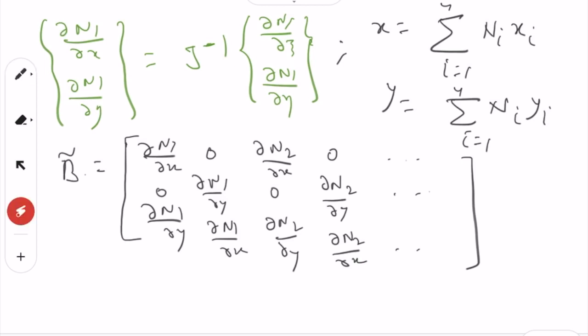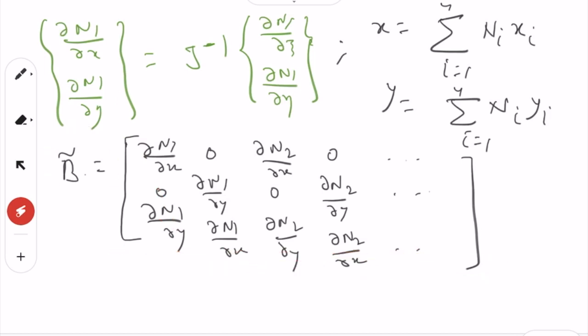Now we have to construct this one, and how will we do it? First we have to find out del n1 over del x, and then we put it here. Once we have that value, we put it here, this one here, this one here, and so on. And then we construct this E matrix.